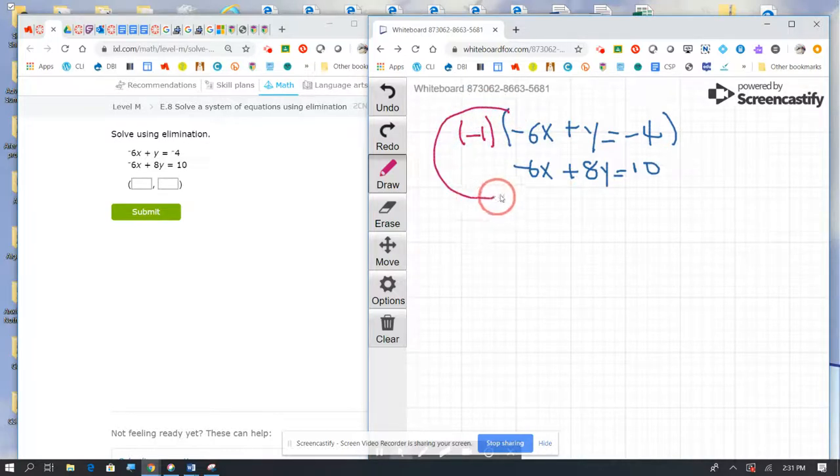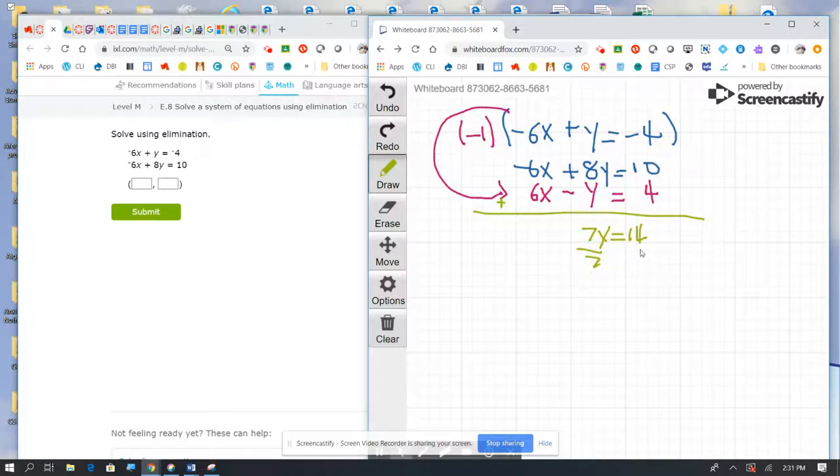So then this equation becomes negative 6x becomes 6x. You say, why do I multiply by negative 1? Because in order to eliminate this term, when you take away this to make it 0, you have to make one positive, right? So negative 6 becomes 6, y becomes negative y, and negative 4 becomes 4. So now we can simply add them together. You have a 0 here, and this is 7y equals 14.